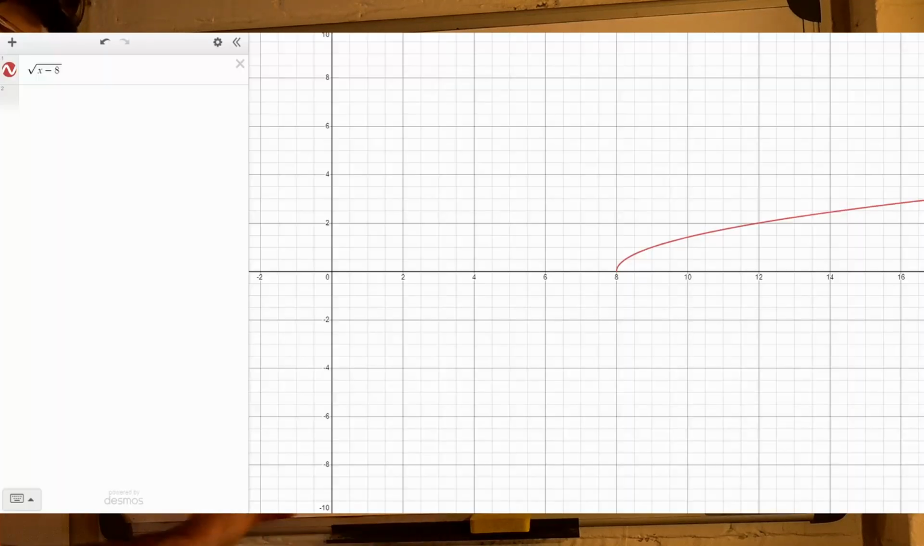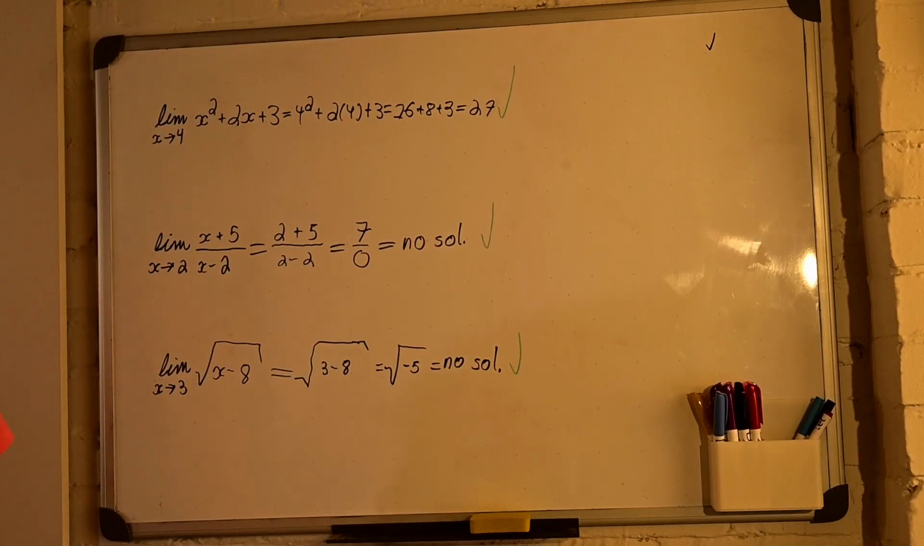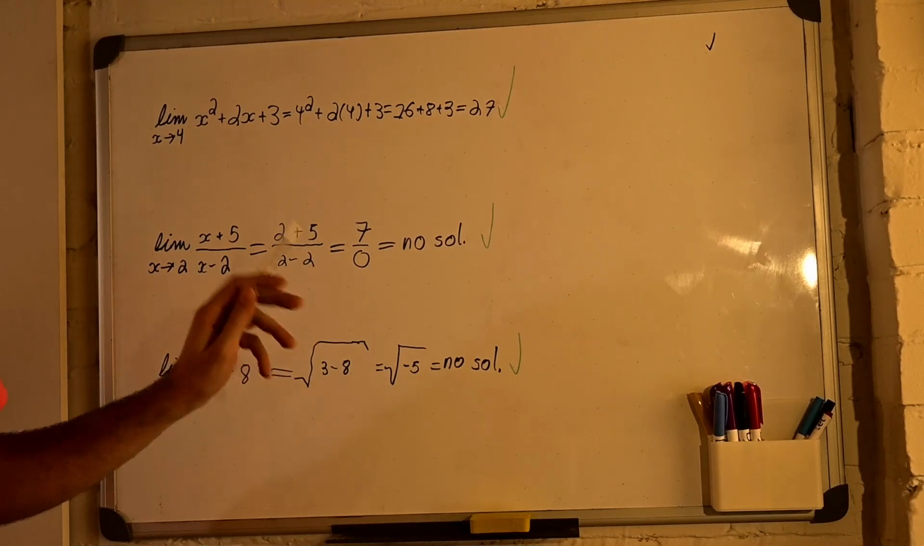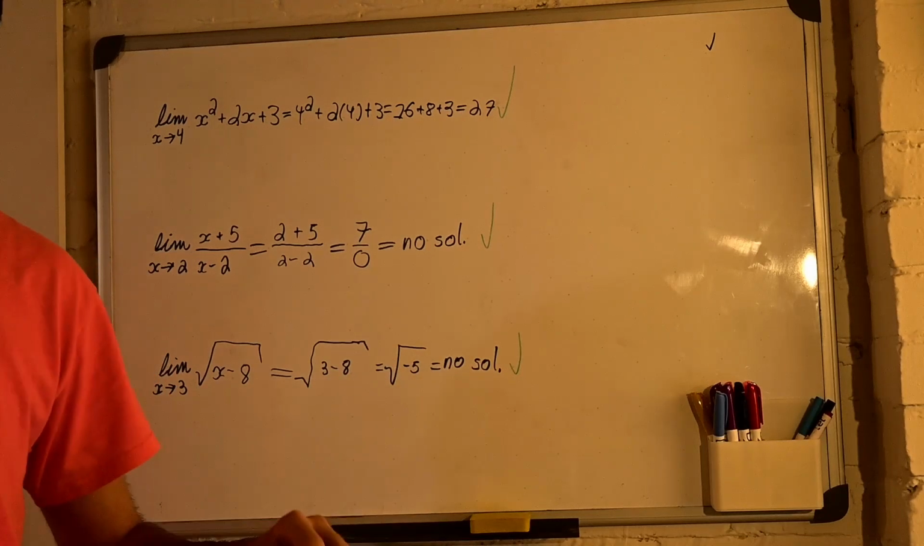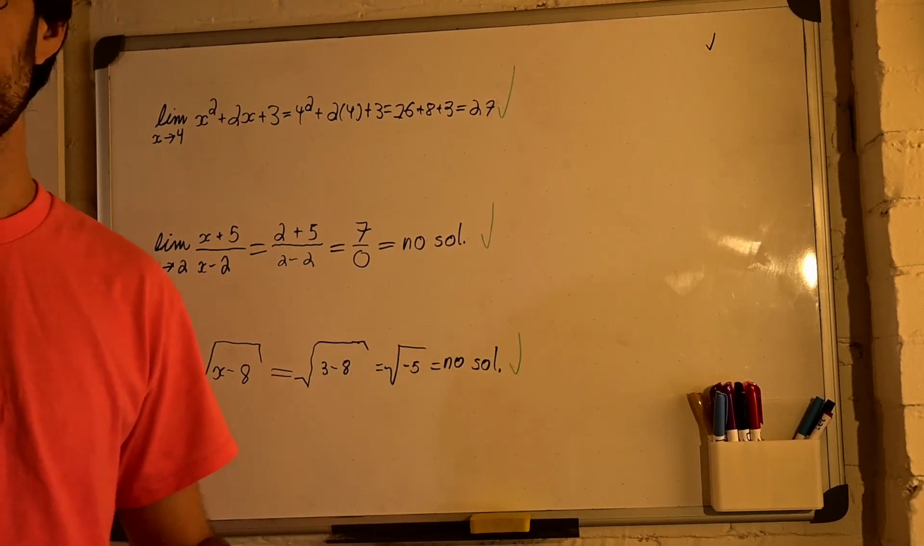If you graph this, if you graph the square root of x minus 8, you'll see that it doesn't even approach 3 at all. It just stops at 8 and that's it. So no solution, you're done. So these first 3 cases for limits are one step. You plug in the number and you get your answer and you're done. The rest of the cases are a bit more complicated. You're going to have to do a few more steps.